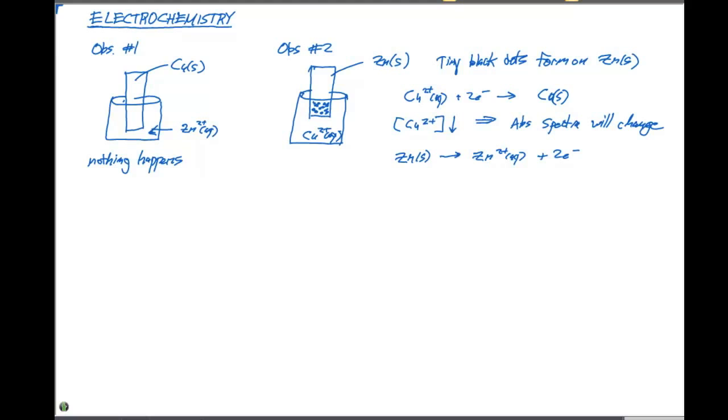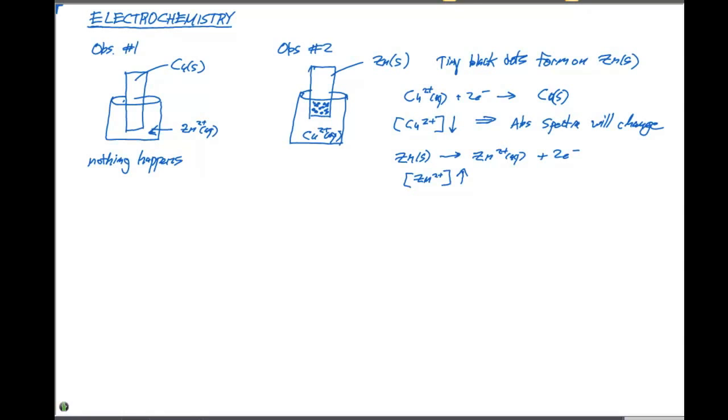So that's kind of what we're looking at, and we have to take a couple steps back before we get to batteries, because we will talk about them at the end of the chapter. But let's look at these 2 observations. One thing that I will note here as well, our zinc 2+ in solution will go up. And again, an absorption spectrometer will allow us to figure out just how much it went up. And we can start collecting data for all of this stuff.